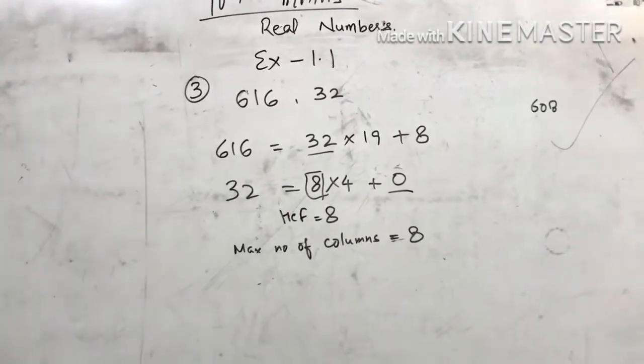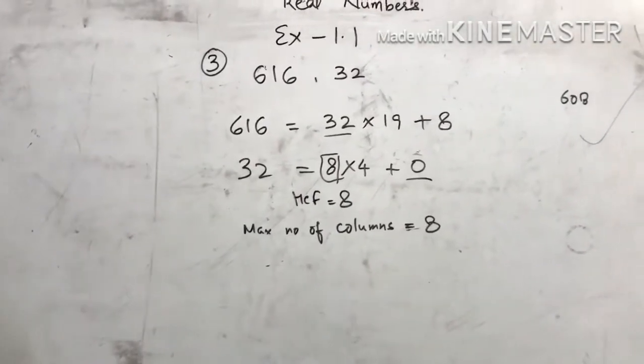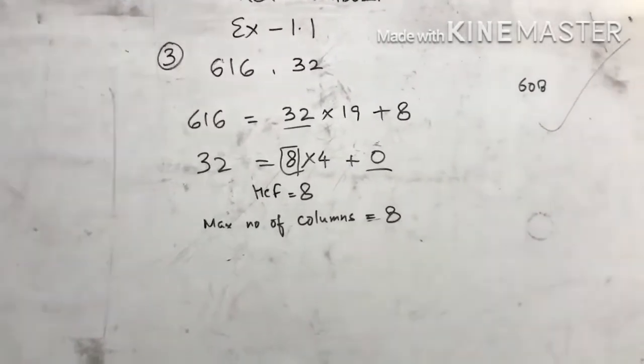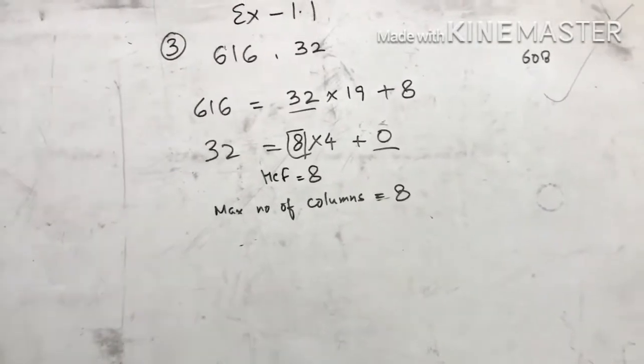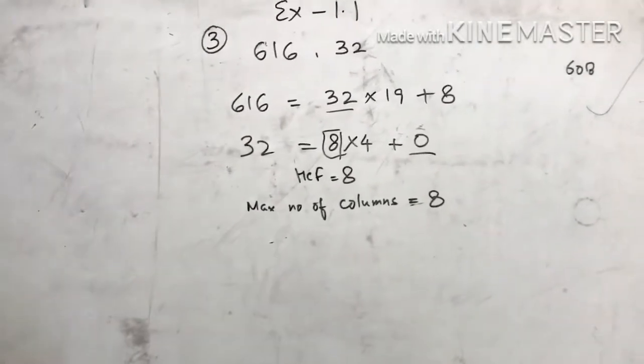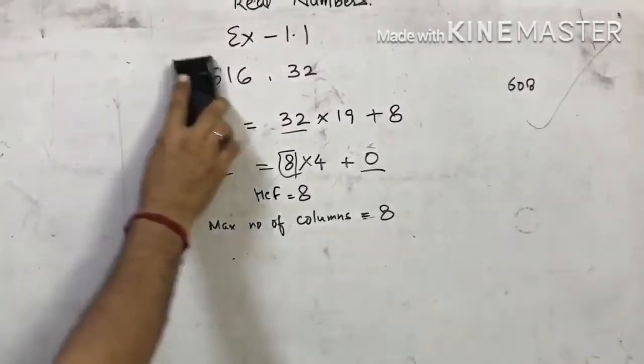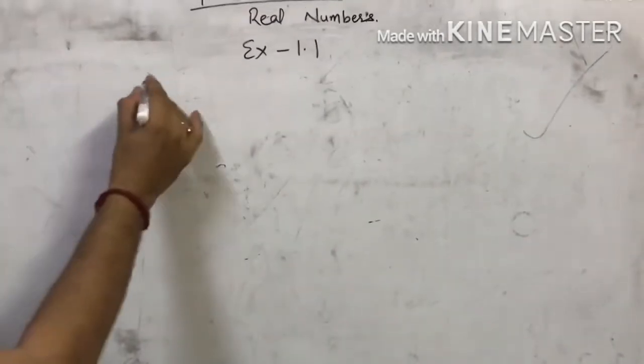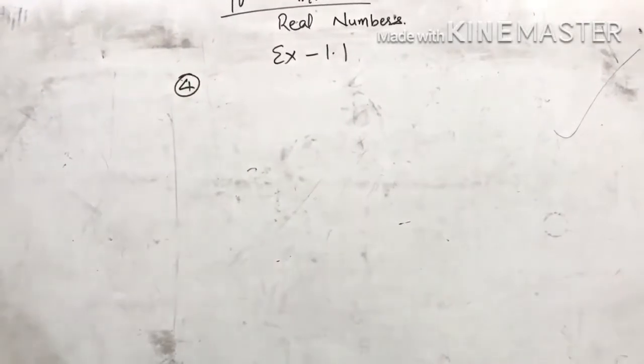After that you have question number 4. Use Euclid's division lemma to show that the square of any positive integer is either of the form 3m or 3m plus 1 for some integer m. Question number 4 has a hint also in NCERT.